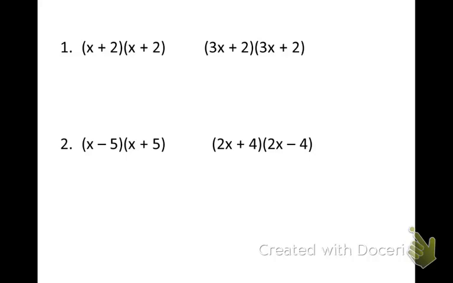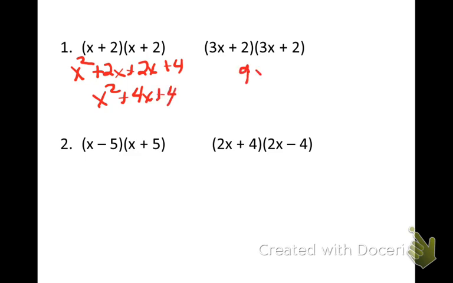Alright, so we're just going to use our FOIL method to do these. We're going to get first term x squared, outside plus 2x, inside plus 2x, and last term plus 4. So this is x squared plus 4x plus 4. Same idea here. We're going to get 9x squared. I'm going to try to do a little shortcut. 6x and 6x would be plus 12x, and then plus 4.